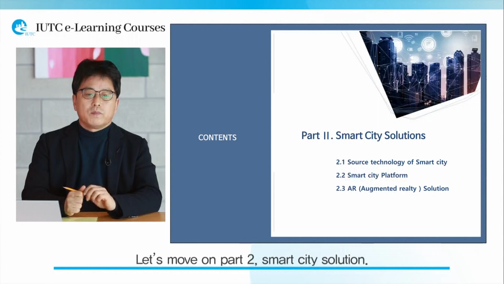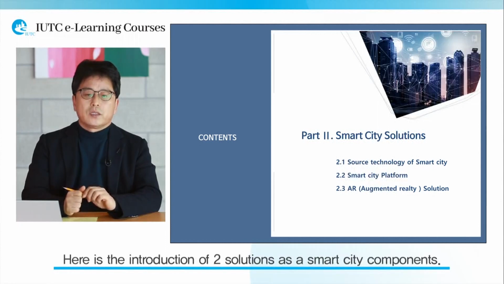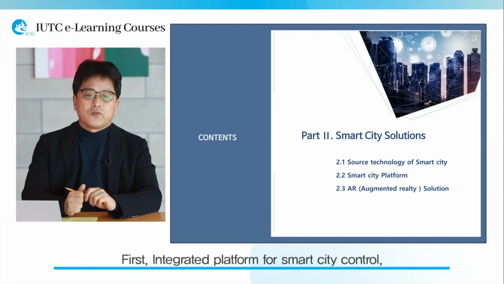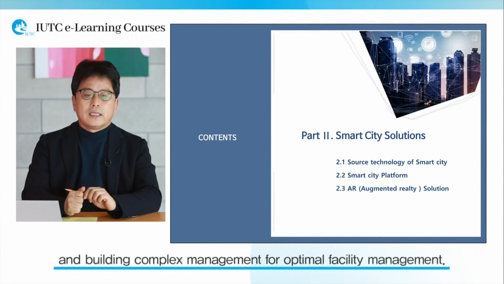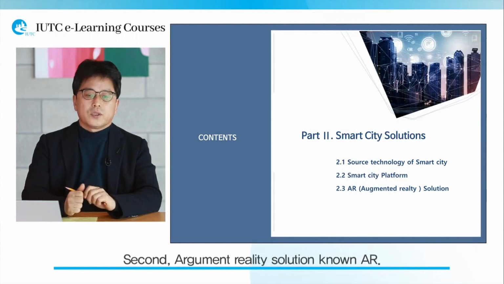Let's move on to part two, smart city solutions. Here I introduce two solutions as smart city components. First, an integrated platform for smart city control, with an integrated spatial data platform and building complex management for optimal facility management. And the second solution is the augmented reality solution, known as AR.